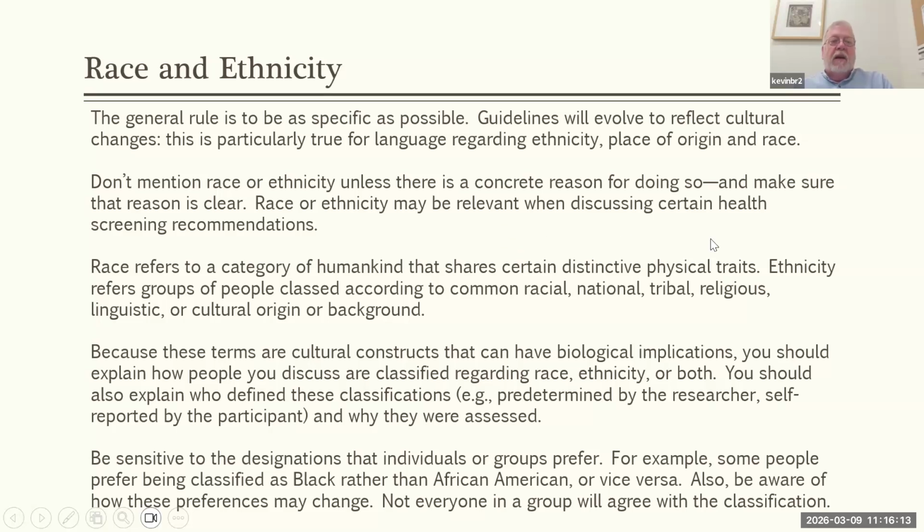So race refers to a category of humankind that shares certain distinctive physical traits, whereas ethnicity refers to groups of people classed according to common national, tribal, or religious origins, or language, cultural origins, or backgrounds.